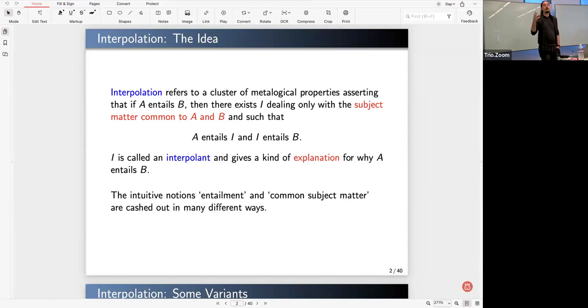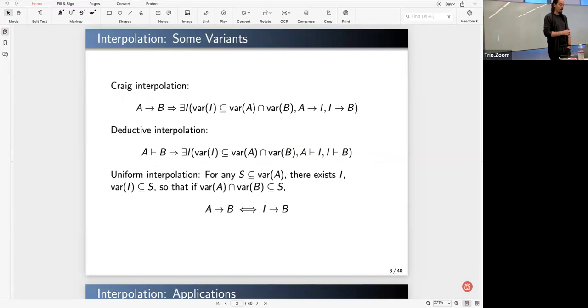But there are these intuitive notions, entailment, common subject matter, and I haven't defined them. There are many different ways of cashing them out, which are inequivalent and have particular native environments that might be useful in particular contexts. Here are some variants. Probably the one most people understand is Craig interpolation. Craig interpolation says that if you have A implies B in some logic, this is a provable theorem of some logic, then there exists some formula whose variables are common to A and B, so that A implies I and I implies B.